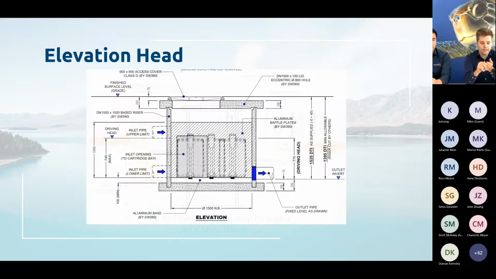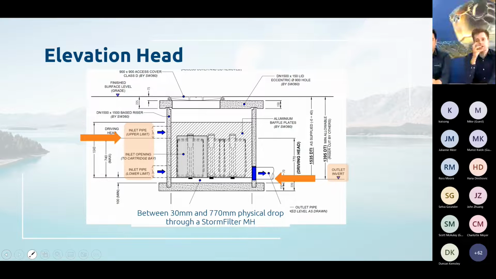With the StormFilter, the outlet invert is pretty much at the base of the sump, so there's minimal depth below outlet. And there is a range of inlets that we can have. From the outlet, as standard, you might put the inlet about 770 millimeters above the outlet, but there is a range with the StormFilter, anywhere from 30 millimeters, fully through a standard manhole configuration, up to 770 millimeters. So there is a range of elevation head, or physical drop, that you can have with and through treatment devices.